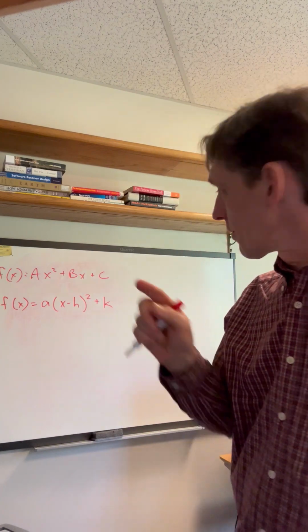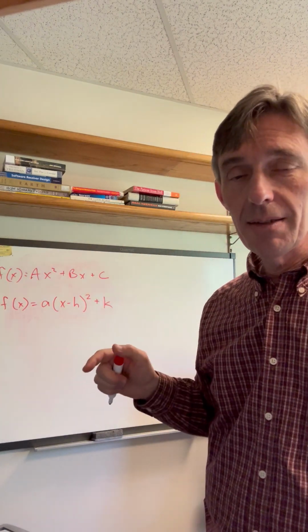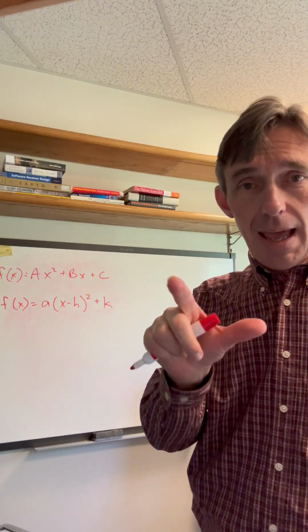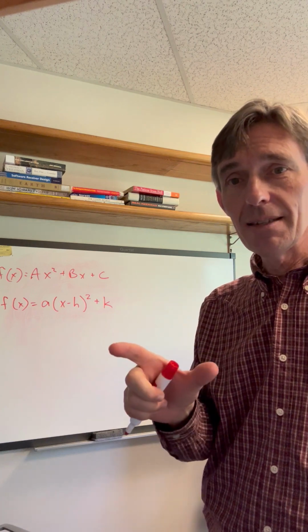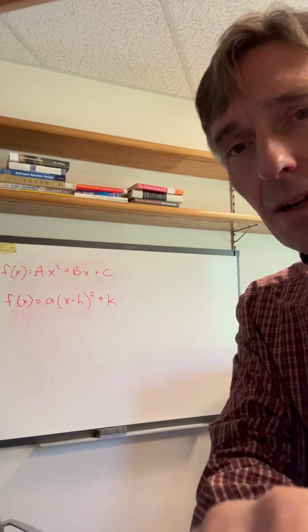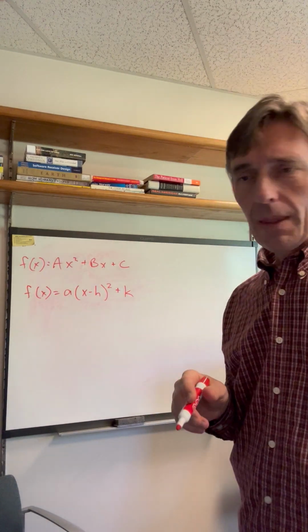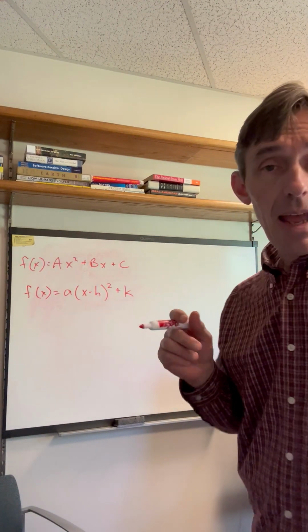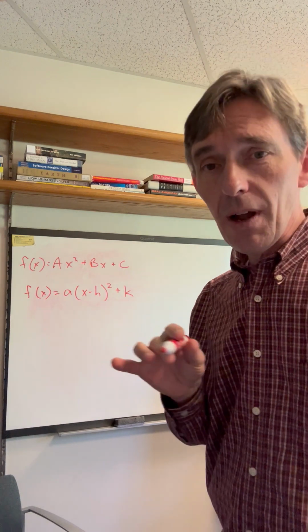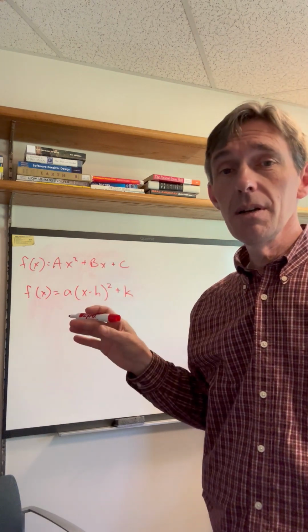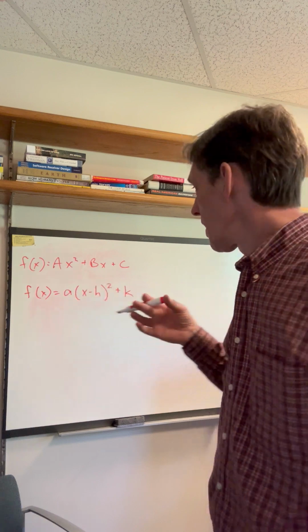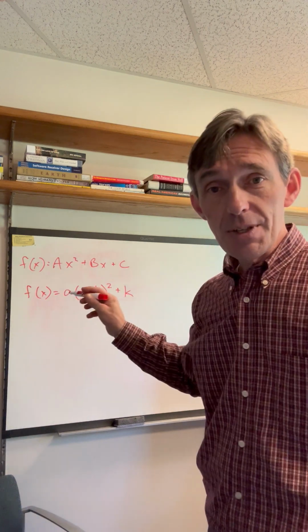Here again, don't mind that they're lowercase letters here. A, H, and K are constants. And you're not quite seeing this. Yeah, you are. Okay. A, H, and K are all constants, unique to this one quadratic equation. All right, that is vertex form.